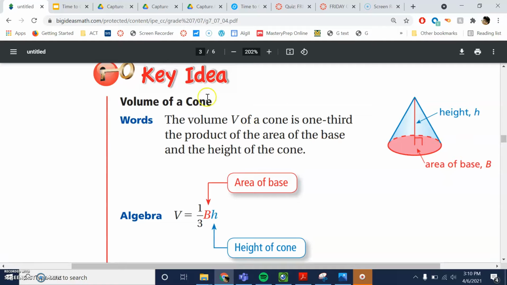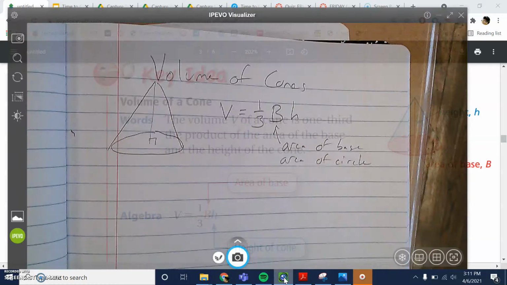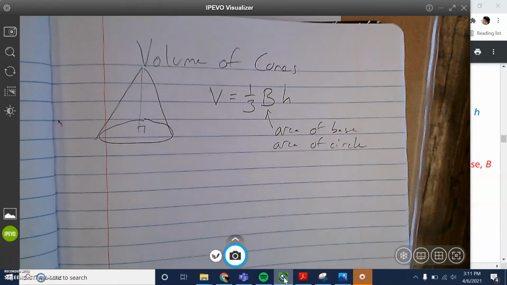Here we go. So, volume of a cone is 1/3 the product of the area of the base and the height of the cone. The volume is not just area of the base times the height, it's 1/3 base times height. So, here's the cone right there. Let's see what it should look like. Here we go. Volume of cones.